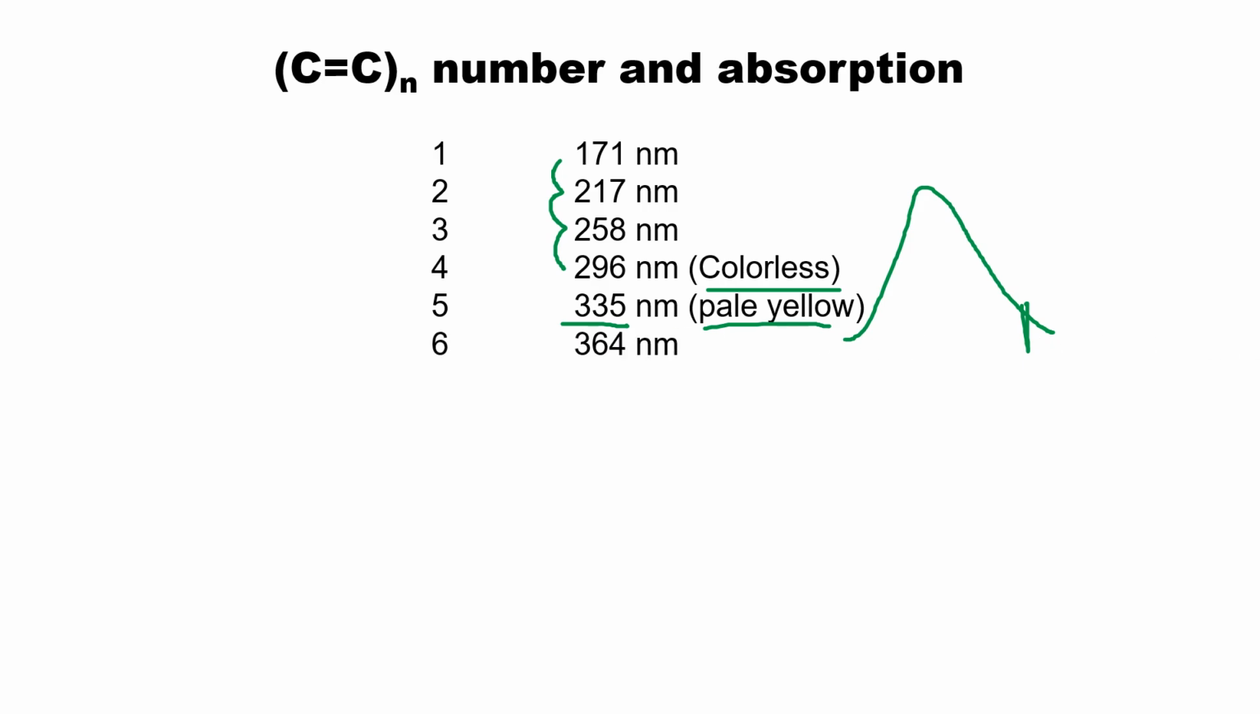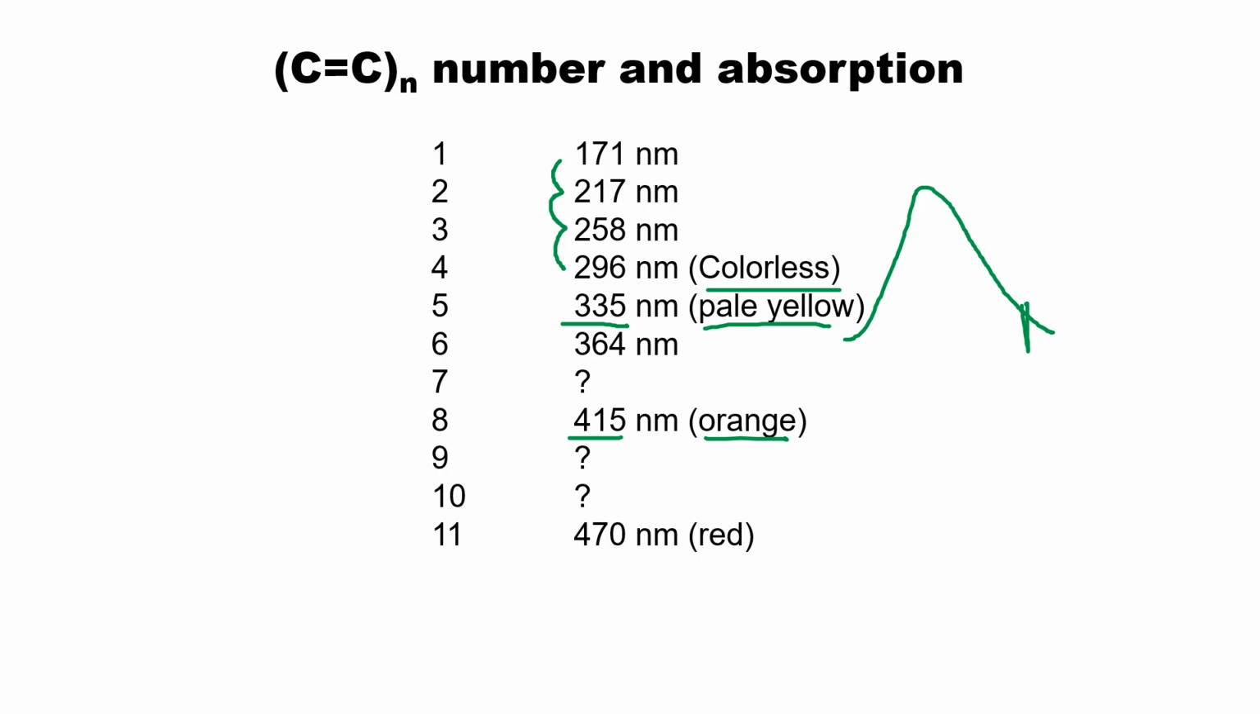How about 6? 364 nanometers. And 7, well, it may not be synthesized yet, or it's not reported yet. 8 is 415 nanometers. It directly crosses the borderline of visible light, and the color is orange. And 9, not known. 10, well, I couldn't find either. 11 is now 470 nanometers. It's red color. 12, not known. 15 is now 547 nanometers.